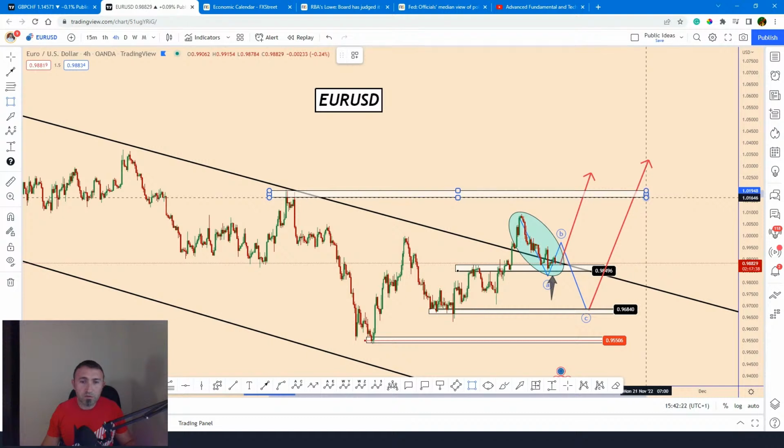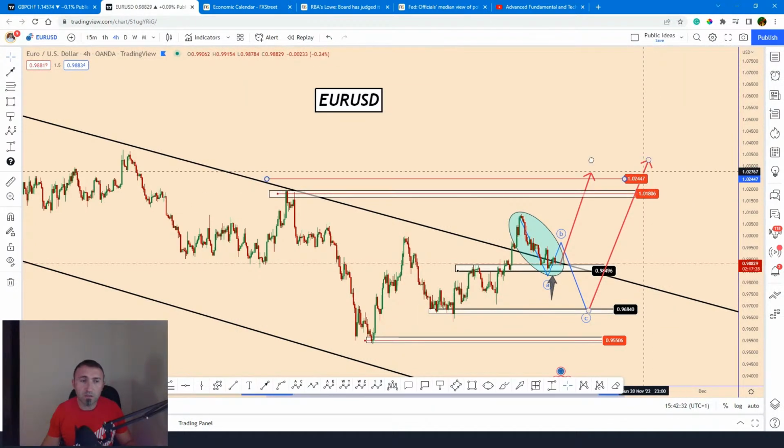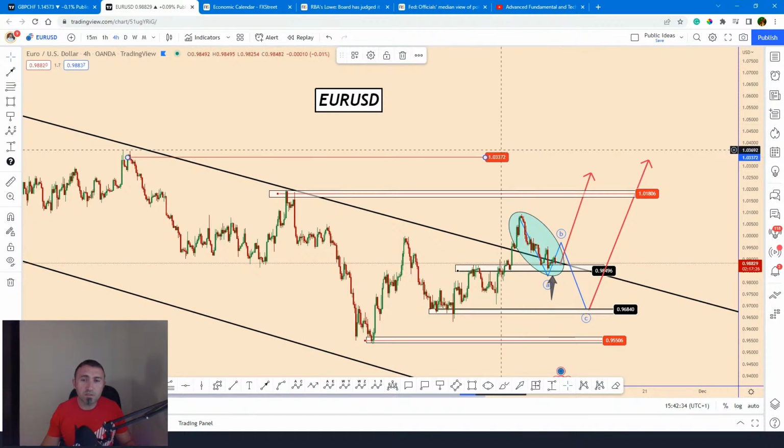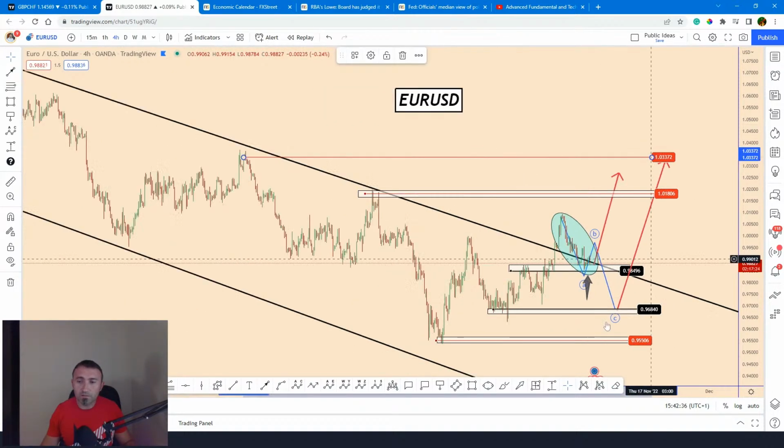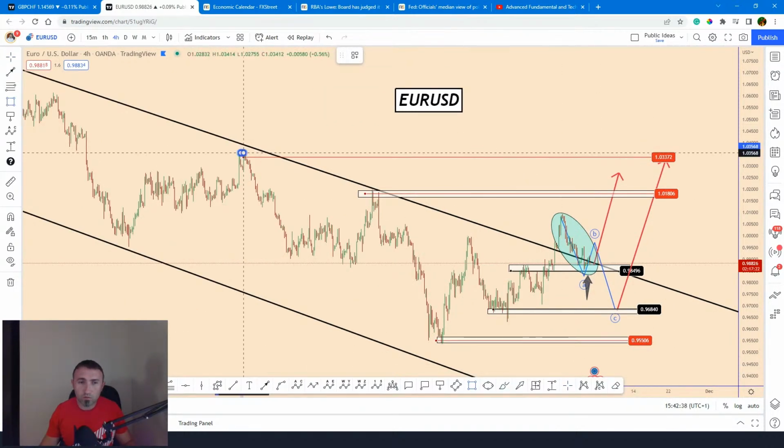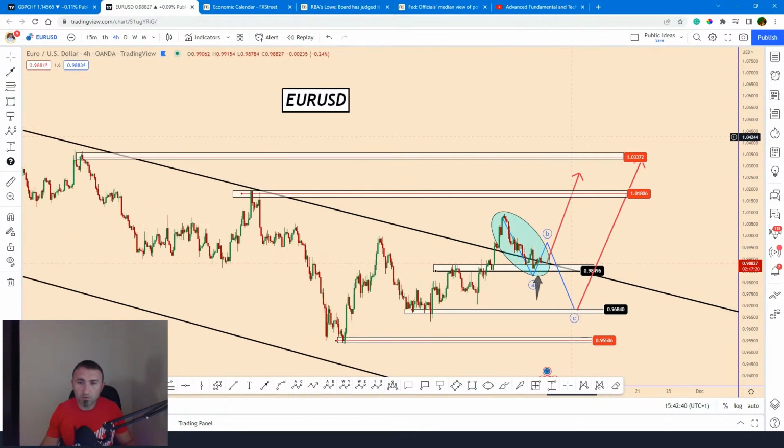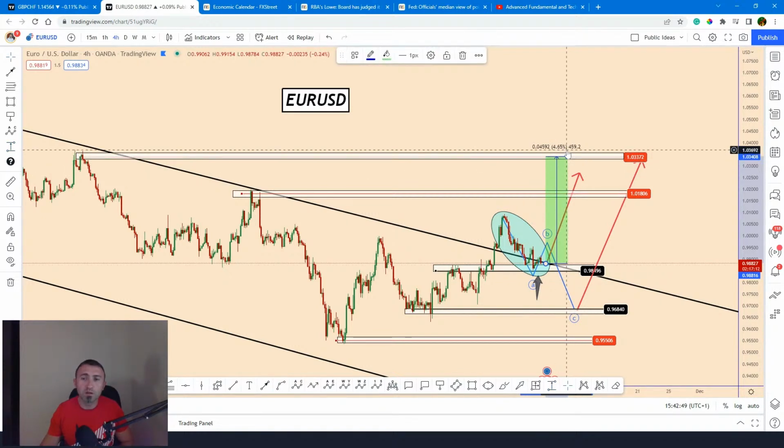The first zone where the price is going to face the first resistance will be close to 1.0180, and the second one is the left structure. These are very strong structure areas. So if you think that the price will move higher than that, I don't think that it will move, because it's approximately 500 pips from this position.